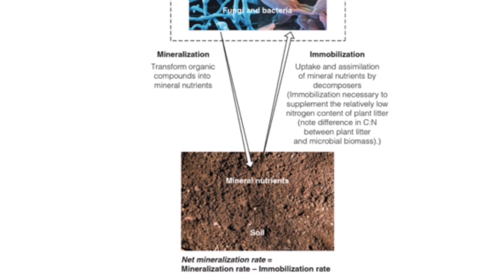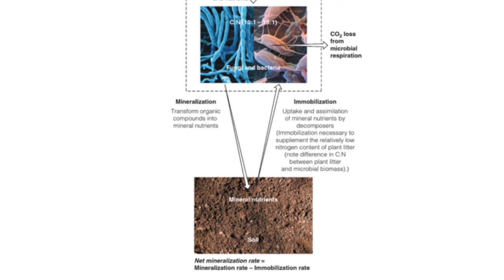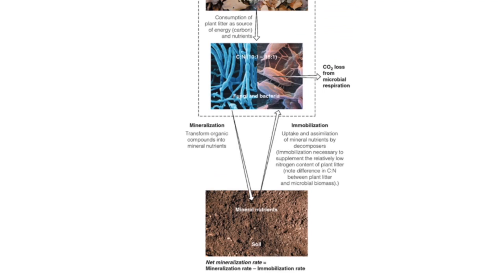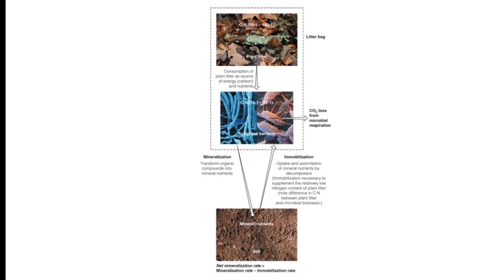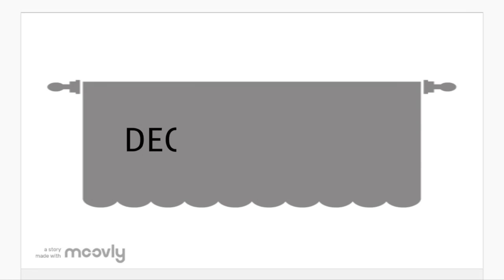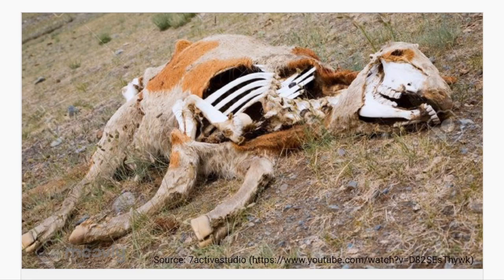The difference in the rates of mineral nutrient release and immobilization is the rate of mineralization. Note that as time progresses, the residual organic matter in the litter bag is composed of a growing proportion of microbial biomass as the original plant material is consumed, respired, and converted into microbial biomass. The process of breakdown of complex organic matter into inorganic substances like carbon dioxide, water, and nutrients is called decomposition.